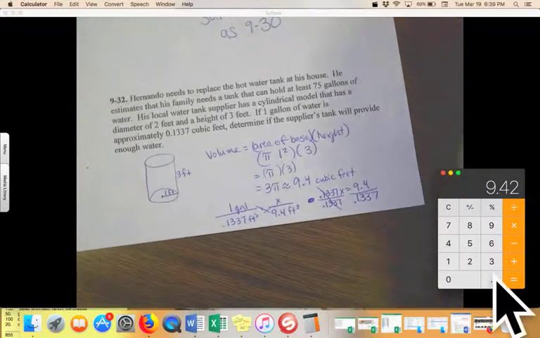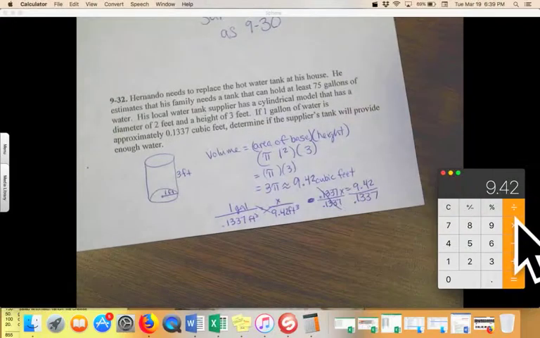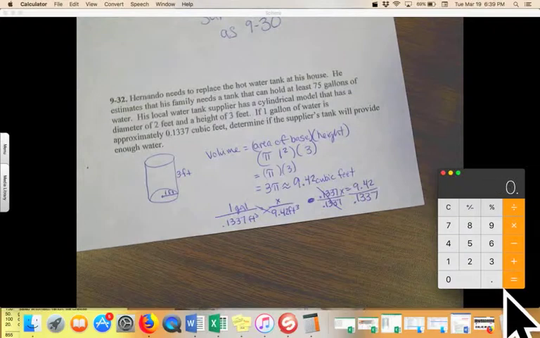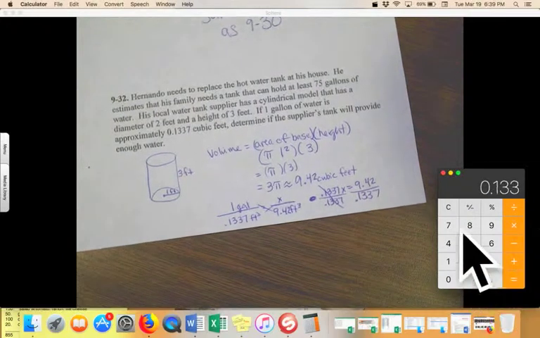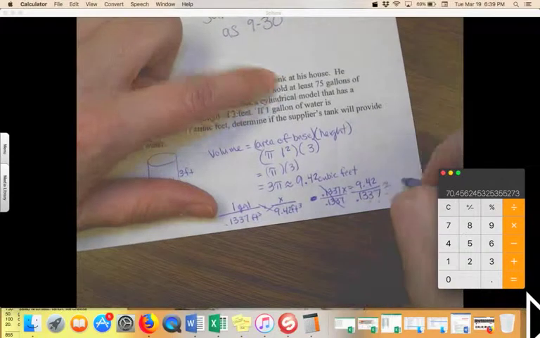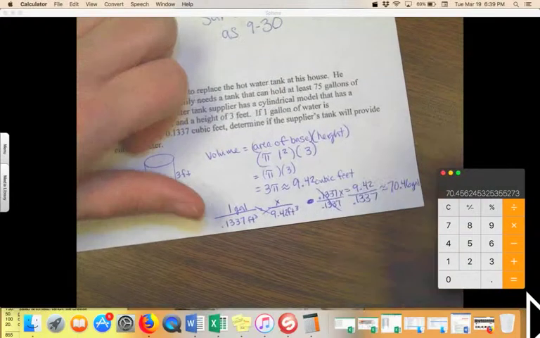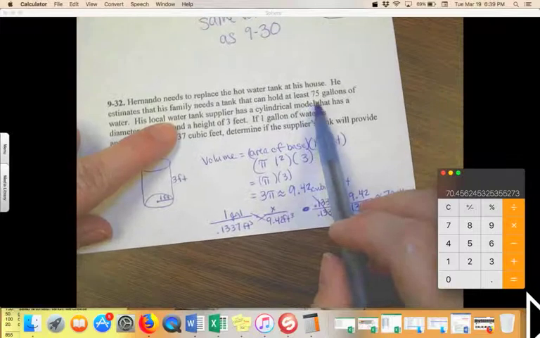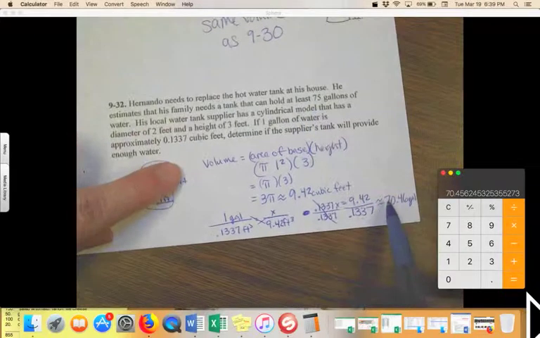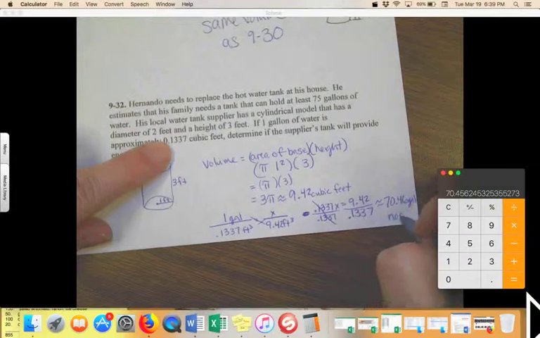So we have our 9.42 divided by 0.1337, and that gives us approximately 70.46 gallons. So we needed a tank that holds at least 75 gallons. So will this tank work? Well, 70.46 is not at least 75, so nope.